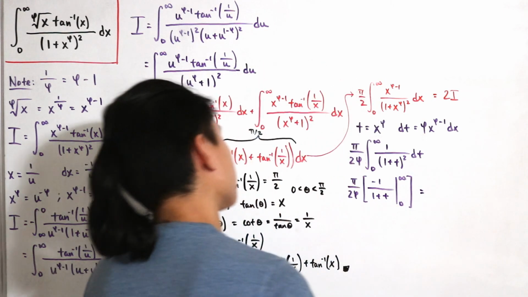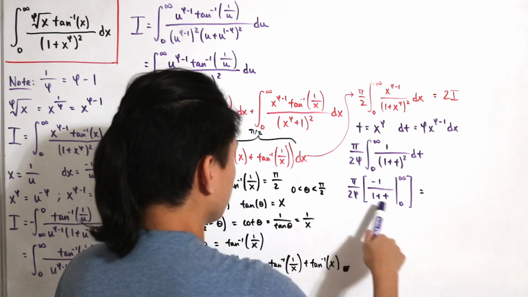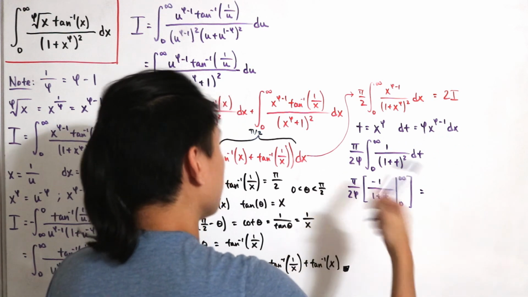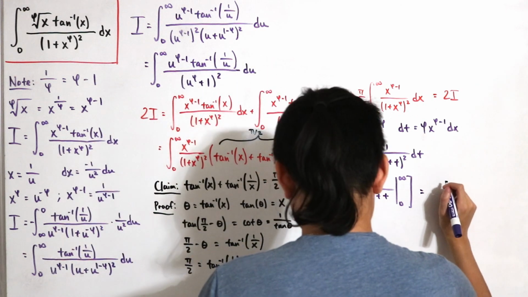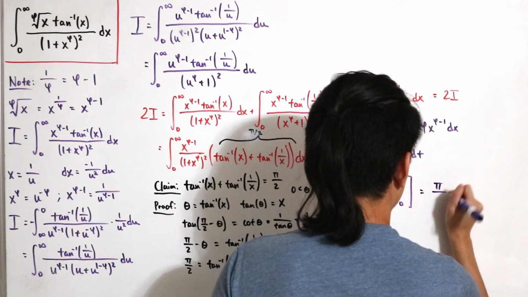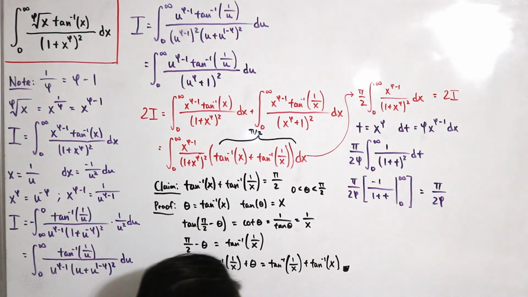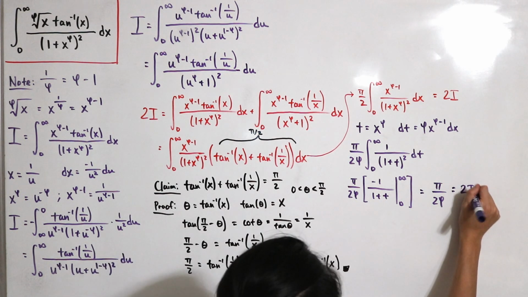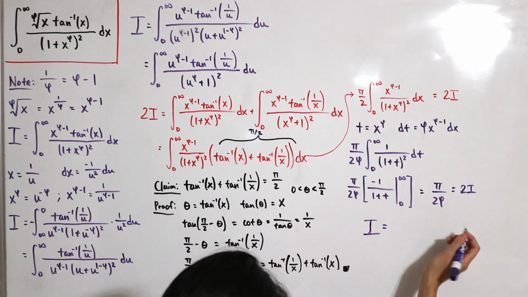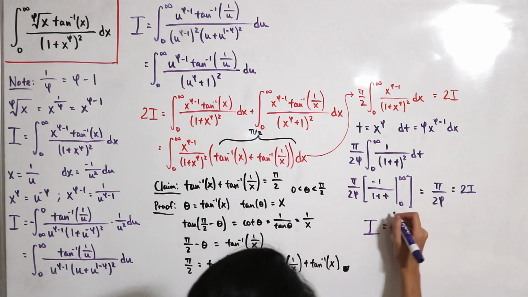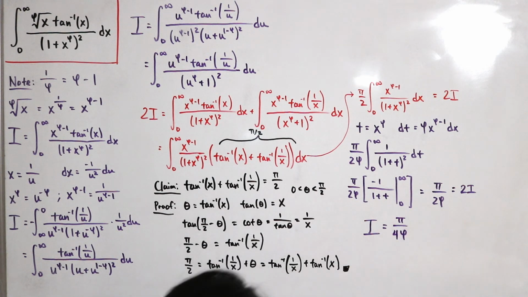Now you can easily see that if you plug infinity in over here, this is just going to be 0, subtract, put 0 over here, so this is negative 1 divided by 1, it's negative 1, so 0 minus negative 1, so plus 1. Therefore, you get that this is just pi divided by 2 times phi. And of course, we said that that was equal to 2I, so I have to just divide by 2, and so you get that the final answer, I, the integral we were given, is equal to pi divided by 4 times phi, like so.